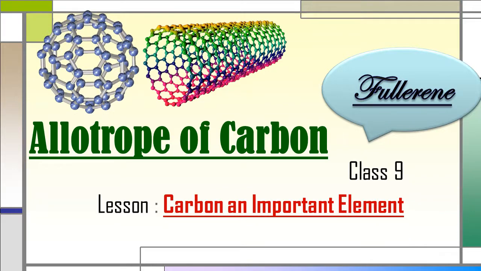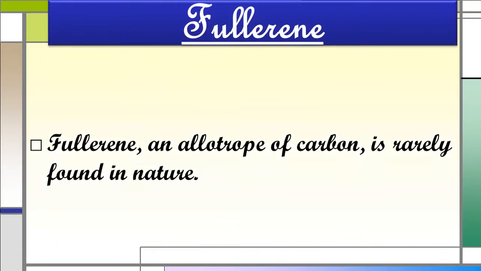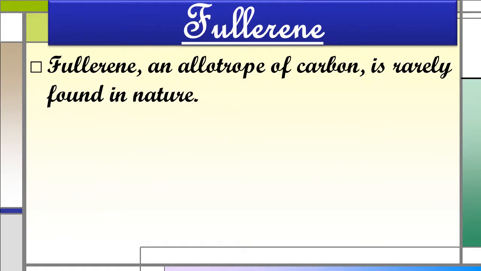So these are the two types of fullerene, the different structures of fullerene. Okay, so let's study. Alright, so let's study about fullerene. Fullerene, an allotrope of carbon, is rarely found in nature. So this is another allotrope of carbon which is found rarely in nature.